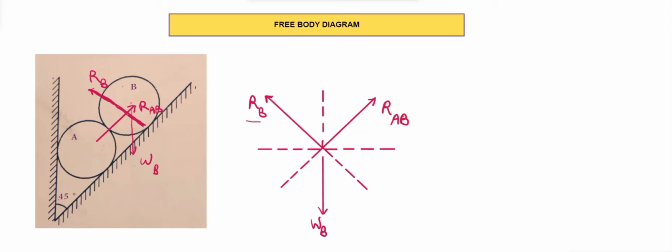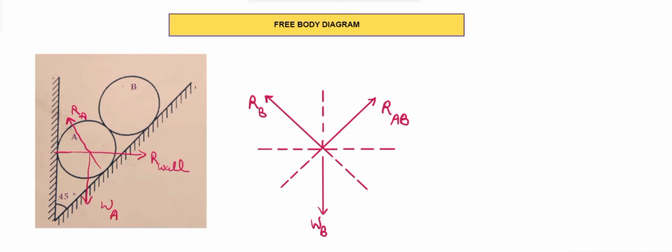Now let's see what the reactions acting on A are. As both sides of the wall are touching A, the reaction will act from both sides. Here it will be R wall. Then from this side the reaction will be acting, which we'll call RA. Weight in the downward direction, and reaction from B, which we'll call RAB.